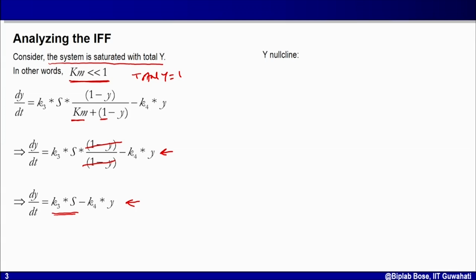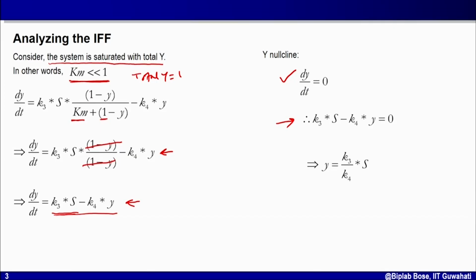So let us calculate the null clines for y. To calculate the null cline for y, I have to consider dy dt equal to 0. So that's what I have considered, dy dt equal to 0. So that means I have to put K3 into S minus K4 into y equal to 0. I am using the modified second ODE here. Now I will rearrange terms so that I get y on one side of the equal sign and the rest on the other side. You don't have x in this equation. So if I rearrange, I get this.